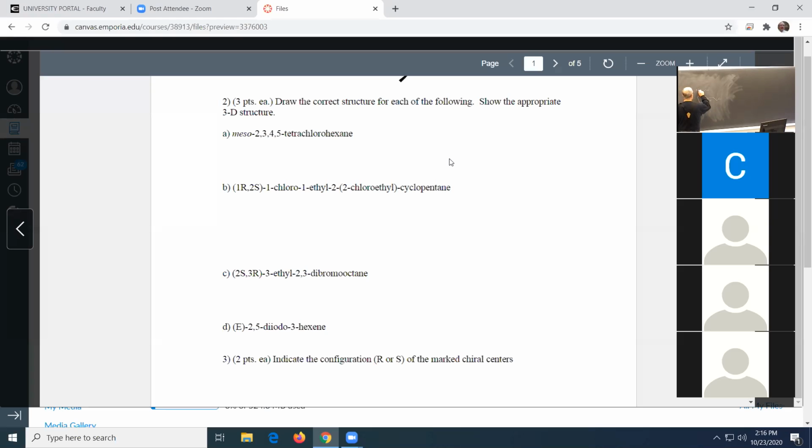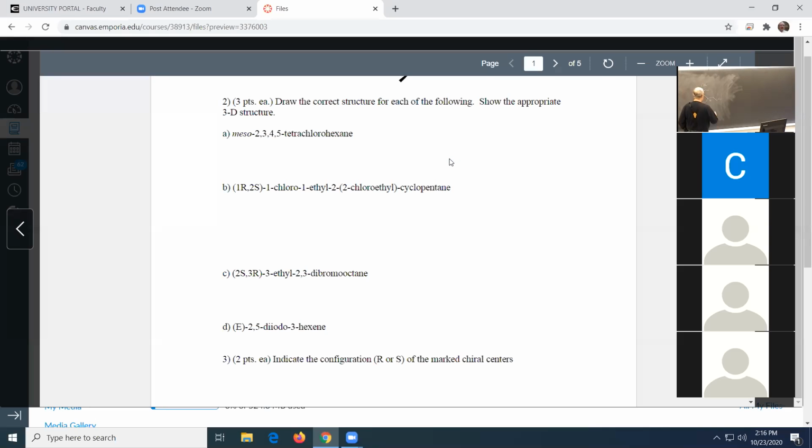Okay, so we could arbitrarily bring this chlorine forward and the ethyl back. Check it. If it's wrong, all we have to do is switch these two. So chlorine is first. Compare these two. The carbon with the substituents on it is second, and then the CH2 is third. So this is R. So that's 1R, and that is correct.